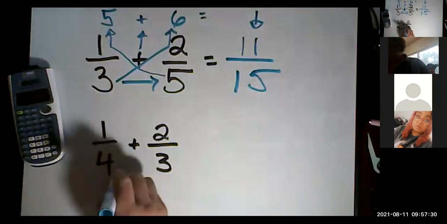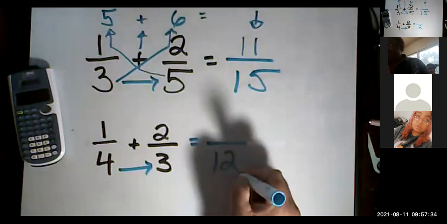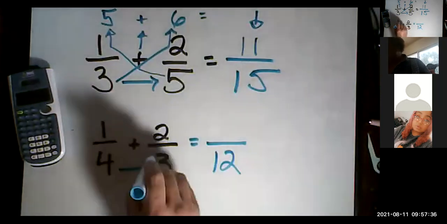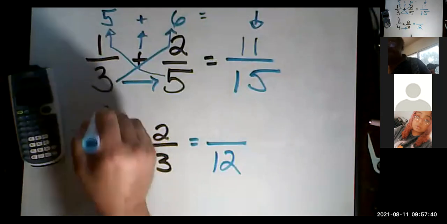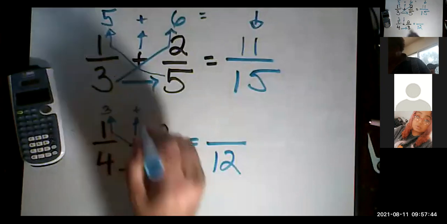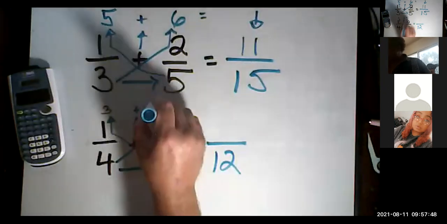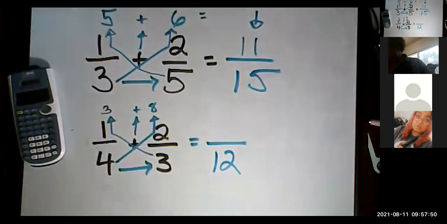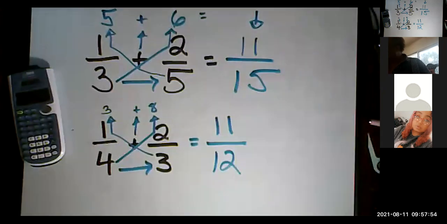We go across the bottom. So that's 12. Then we go up here. That's 3. We bring up the sign, plus, and then multiply that way, and that is 8. 3 plus 8 is 11. And that is how we do it.